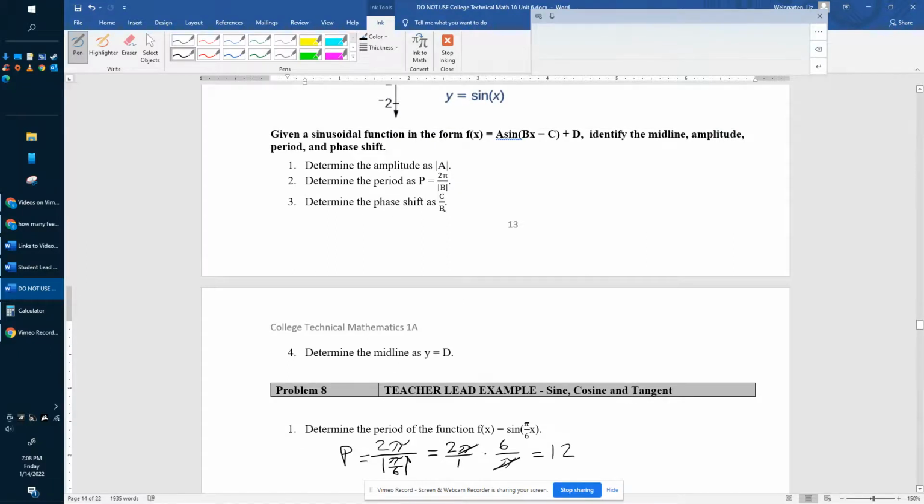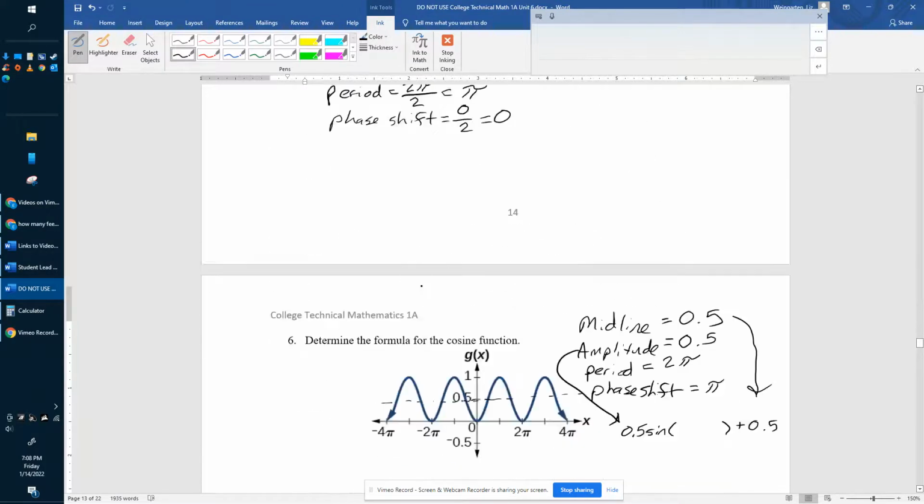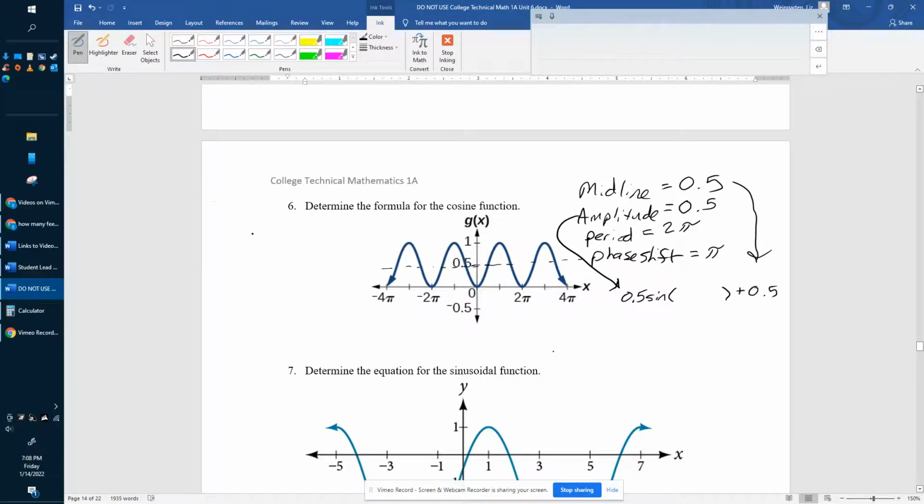What can we do with those? Well, determining the phase shift is C over B, so we're going to need to know B in order to know C. So let's do the period first. Period is 2 pi over B. So 2 pi over B equals 2 pi over x. Well, 2 pi equals 2 pi, so x equals B. The period is always 2 pi in these normal circumstances, so B is just going to equal 1.